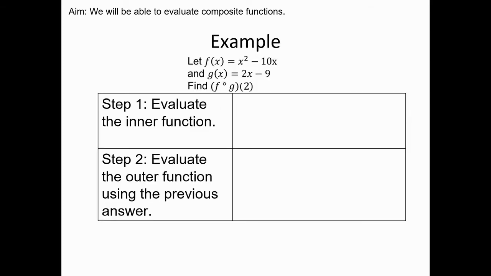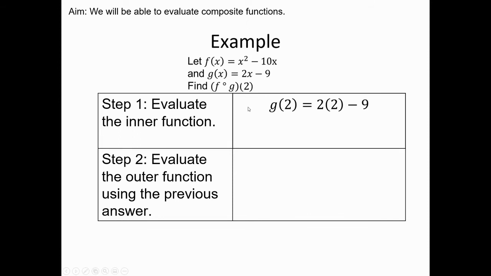So here's the first example, where we have f of x equals x squared minus 10x, and g of x equals 2x minus 9, and our goal is to find f of g of 2. So first off, you will always be told what f of x and g of x is. If you are not, then you cannot find the value, right? You can't solve it. So because g is next to 2, we're going to find g of 2 first. That is our inner function.